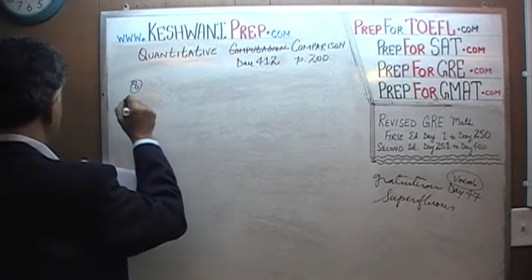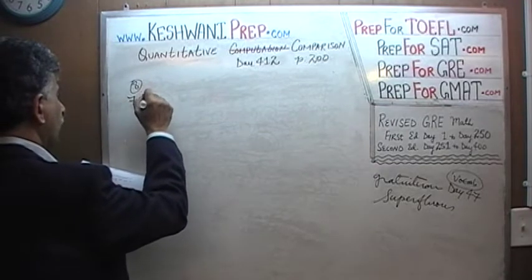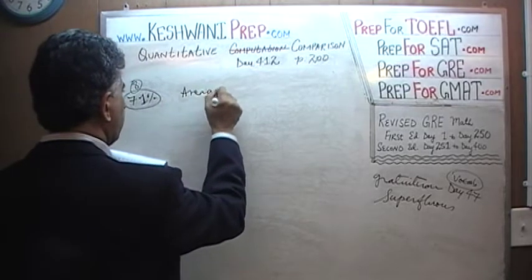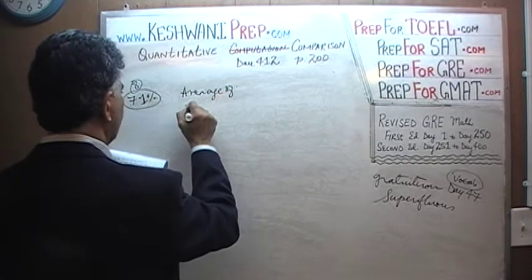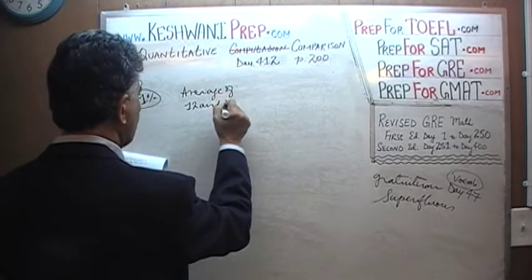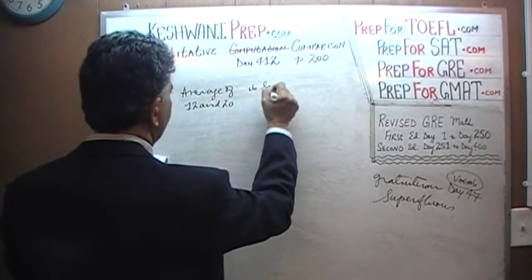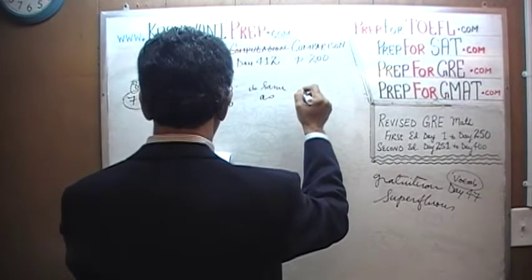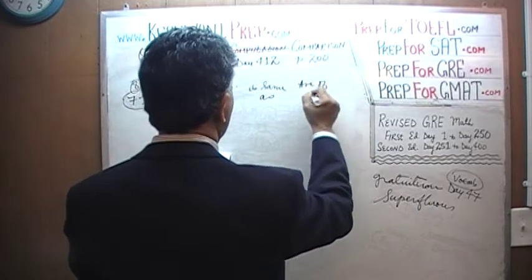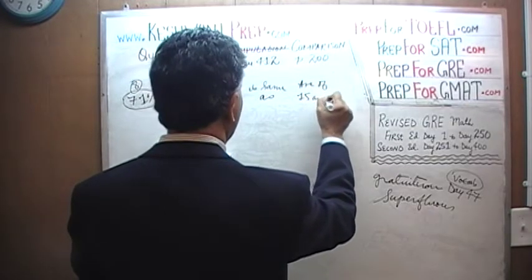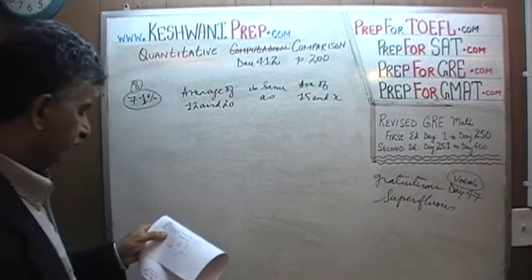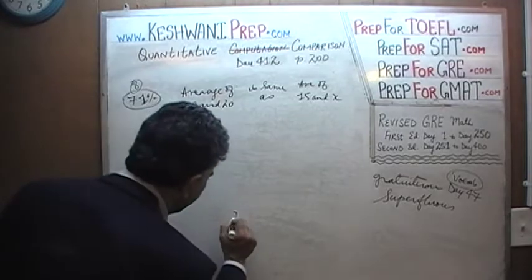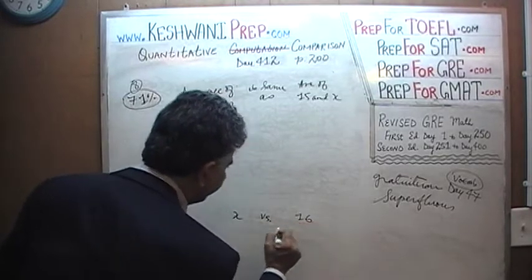Number 8 was 71%. We are told that the average of 12 and 20 is the same as the average of 15 and x, and they want us to compare x versus 16, column A and column B.